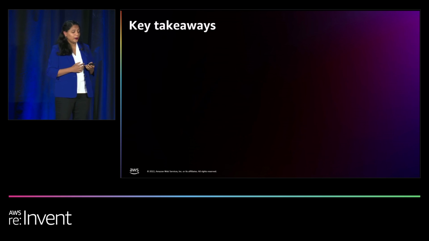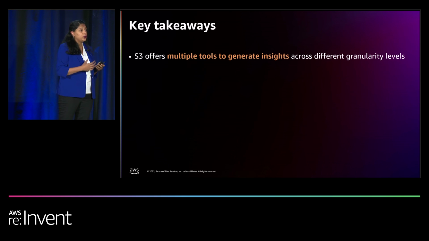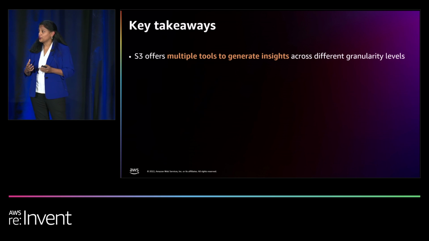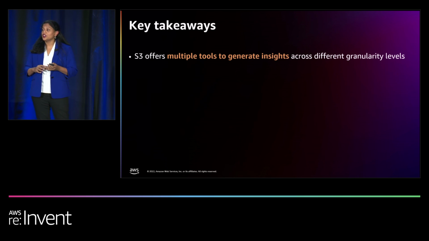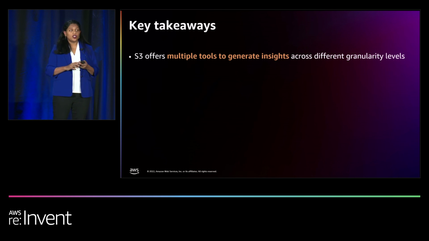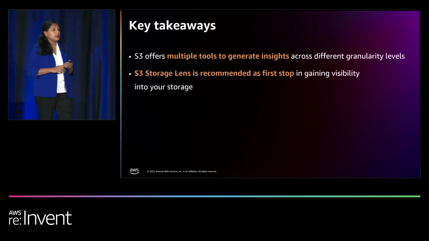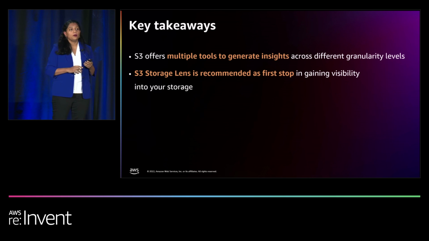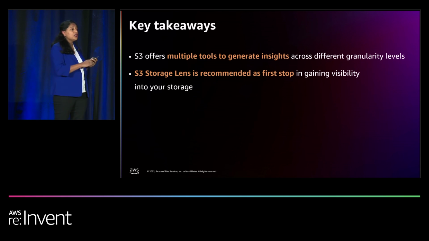Wrapping up the session now, to rehash, we looked at the different tools in S3 that you can use to gain insights into your storage. We talked about S3 inventory, storage class analysis, server access logs, metrics to CloudWatch, and Storage Lens. We recommend Storage Lens as your first stop in your journey of exploring your storage. It has the broadest view across your entire organization and your accounts, and it also offers a wide array of metrics for you to use.